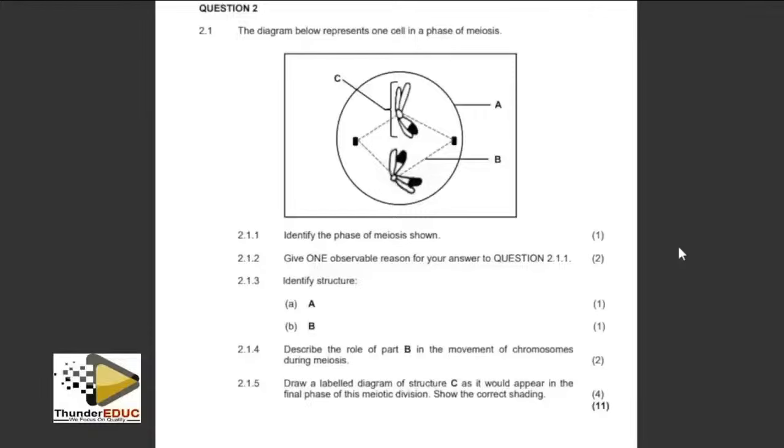Is always killing students. All right. Let's go through this question paper. This one. Then they're saying, what is A? A is a cell membrane, not nuclear membrane. You can't see nuclear membrane when the phase of meiosis is metaphase. Spindle fibers, then this is a chromosome.